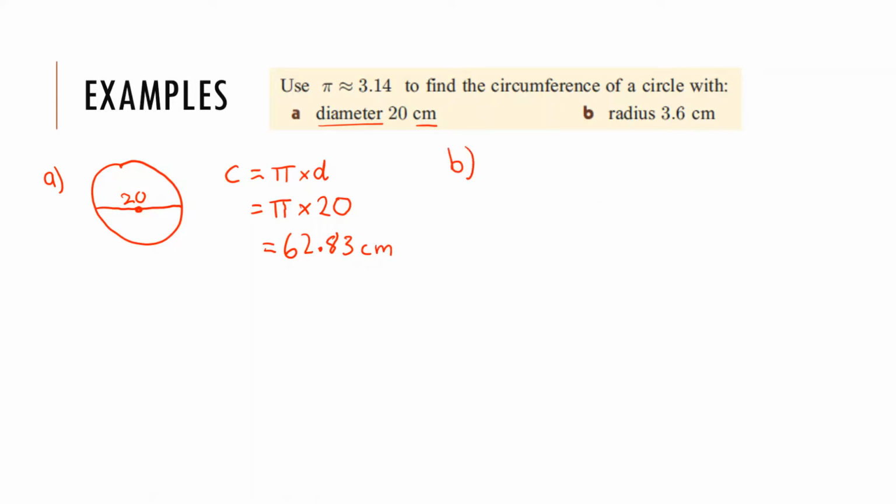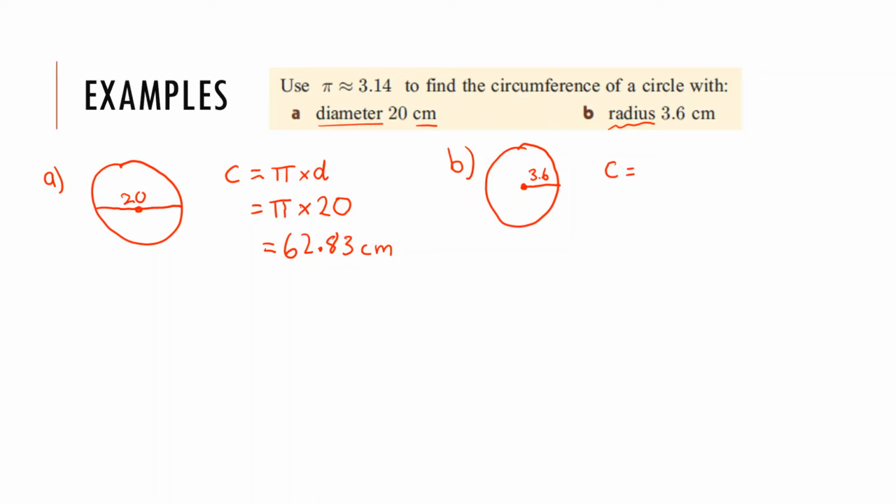Next we have b. So here again I'm going to draw a picture. In this case I've just drawn a diameter, but we don't have a diameter, we have a radius. So instead what we should have is a little dot in the middle that goes out, and we know that this value is 3.6. So here I am given something with radius, not diameter, so I have to use the other equation we have for circumference.